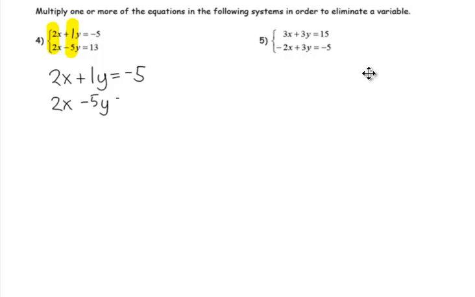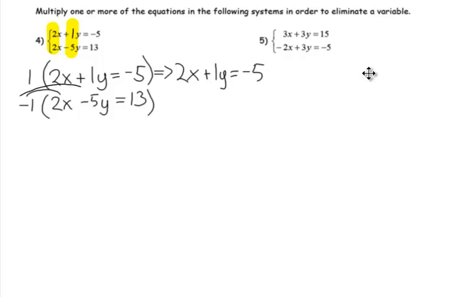And I just want you to follow the way that I write this. What I'm gonna do is keep the top one the same. I'm just gonna multiply by 1, which keeps everything the same. But for the bottom one, I'm gonna multiply by negative 1. Now that's going to make the x value negative 2.